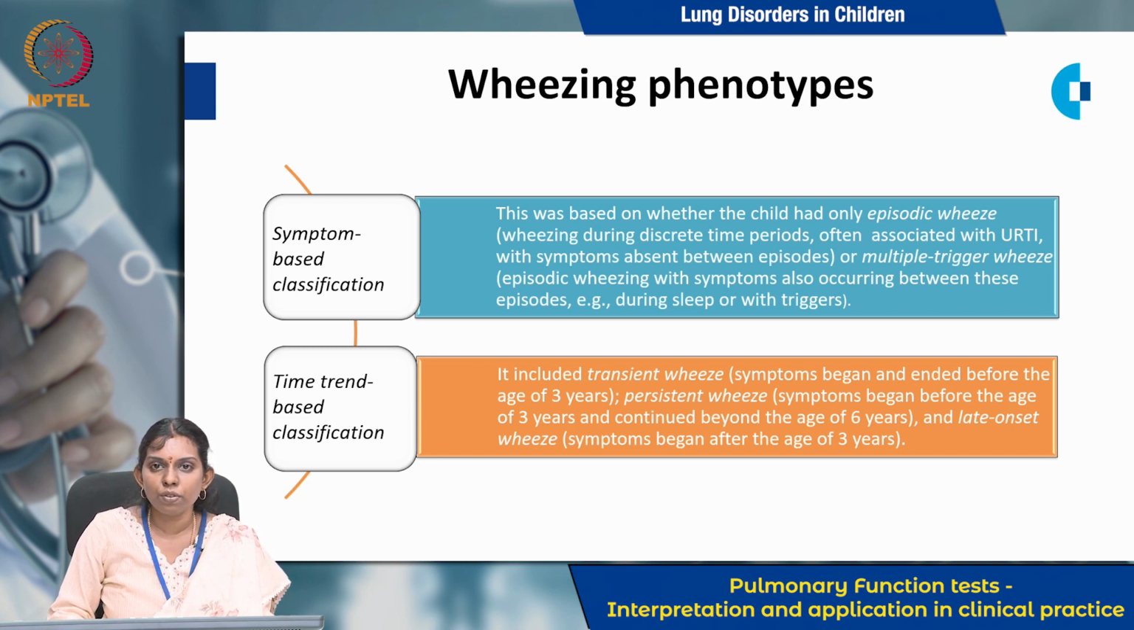Next comes your trend-based classification. Time trend-based classification is based on a retrospective cohort study where they included a transient wheezer and a persistent wheezer. A transient wheezer is a child who started to have wheeze before the age of 3 and is completely normal after the age of 3 years. Persistent wheeze is any symptom beginning before the age of 3 that persists even after the age of 6 years. Next comes your late-onset wheeze, which is any symptom happening after the age of 3 years.